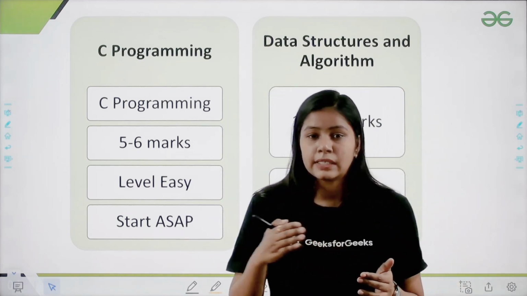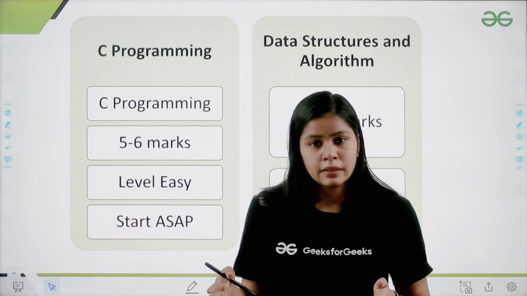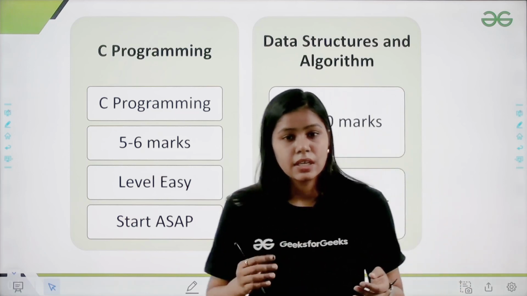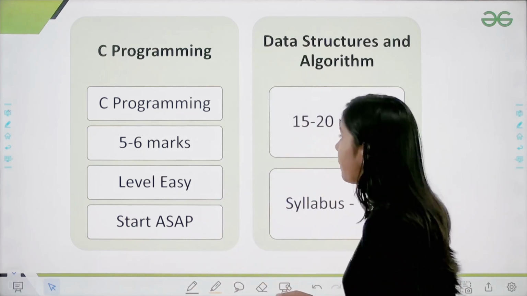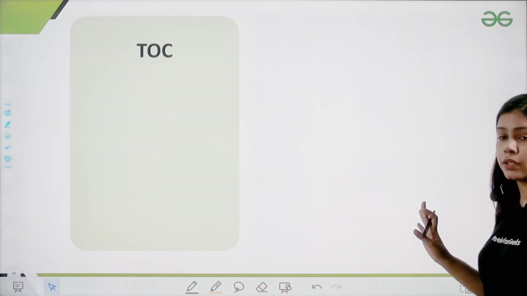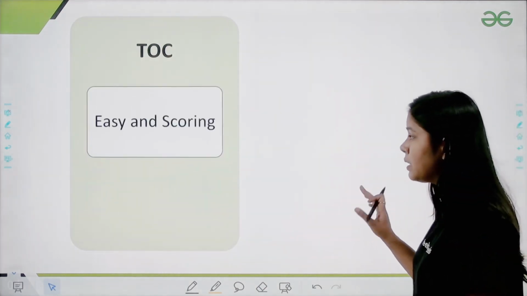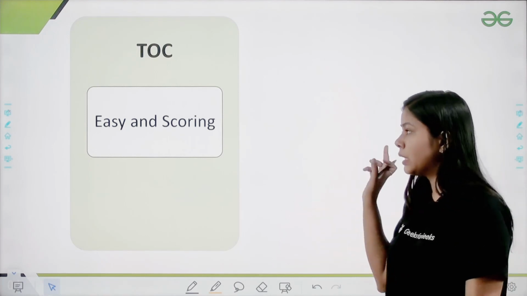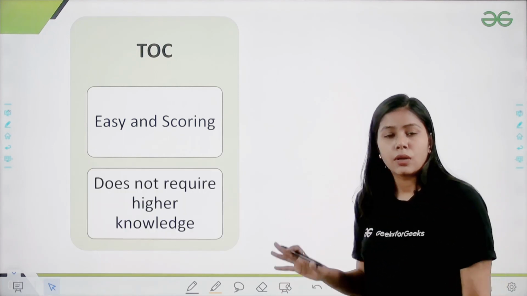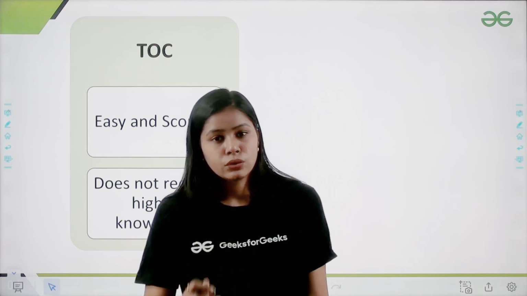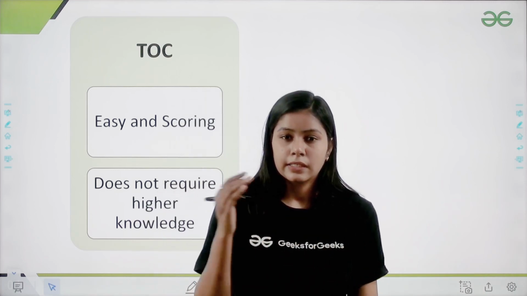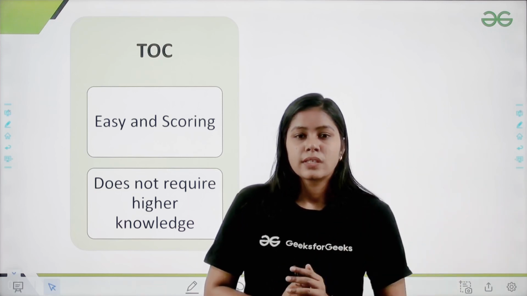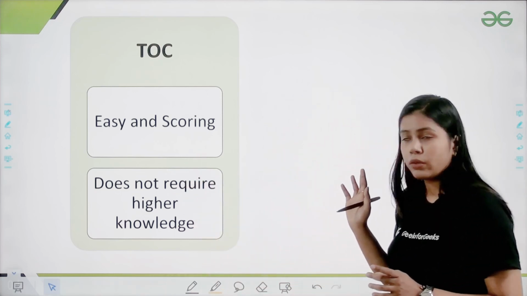Okay, so basically 30% gets covered by aptitude and all other things, and C programming and data structures and algorithms get covered with 20%. Okay, so next we have TOC. TOC is a very easy and scoring subject, and it does not have a lot of syllabus. You can easily cover it and it does not require any higher knowledge. So that is very good. If you start TOC, you can easily complete it because it does not require any prerequisite knowledge. You can easily score in that.